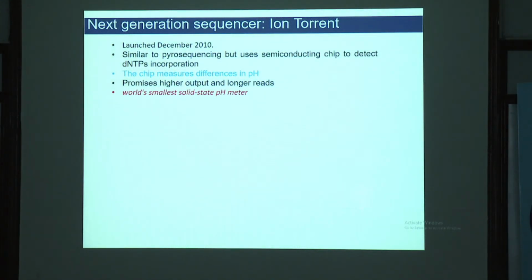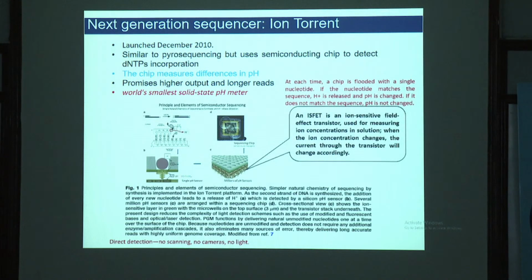Then coming to Ion Torrent. Has everyone heard the name Ion Torrent? The principle is similar to pyrosequencing, but whereas in pyrosequencing the release of PPi is monitored, here the release of H+ is monitored. Release of H+ causes changes in the pH, and one sensitive layer is there which records the change in the pH.